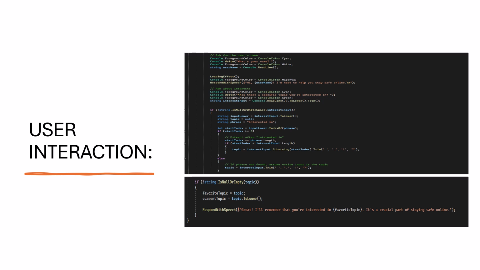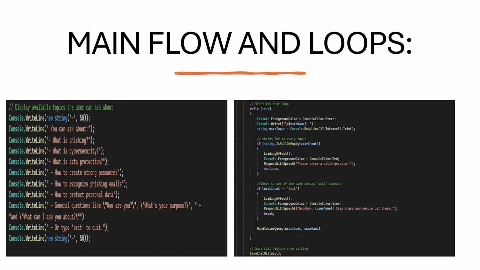Next, the program asks the user if there's a specific topic they are interested in learning about, like phishing or data protection. The input is processed to extract the relevant topic, which the chatbot then remembers to reference later in the conversation. This feature allows the chatbot to focus the discussion on areas the user might find most relevant, enhancing the overall learning experience.